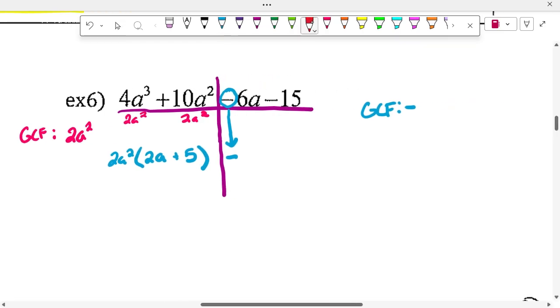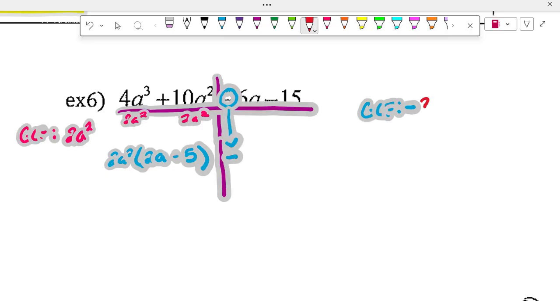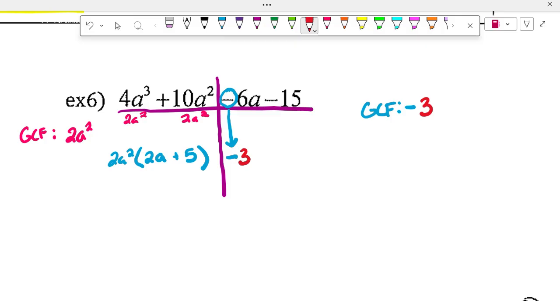All right. So besides the negative, what do the 6a and 15 also have in common? 3. So our GCF is going to be negative 3. So we're going to divide both of these by negative 3. So what's negative 6a divided by negative 3? 2a. What's negative 15 divided by negative 3? Plus 5. Since the bubbles are the same, we did it correctly. So again, that's why I tell you to bring down that first sign of the second group, because it forces you to take the negative out.